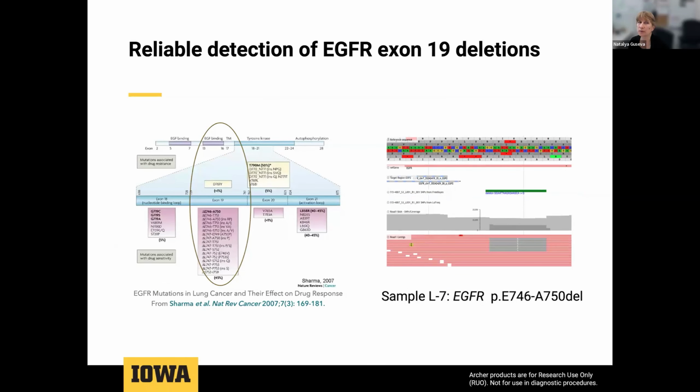I also want to bring up that this method is reliable for detection of EGFR exon 19 deletion. This is an activating mutation in non-small cell lung cancer associated with sensitivity to EGFR TKI inhibitors, and it is important to detect, and sometimes it can be challenging to detect even by DNA sequencing. So with this method we confirmed multiple times that it is very good for this type of deletion.